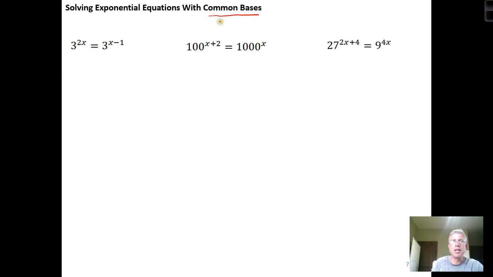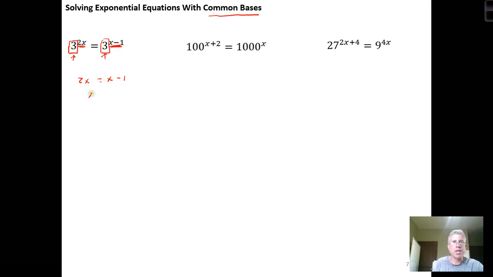And the idea behind solving an exponential equation if we have common bases is really simple. In this case I have a base 3 exponential expression, here's my x in the variable position. Here I have another base 3 exponential expression, and I have the two expressions set equal to each other. If the bases are identical, the only way for the two sides to be equal is if the exponents match. So I need 2x to equal x minus 1, and now I can use algebra.